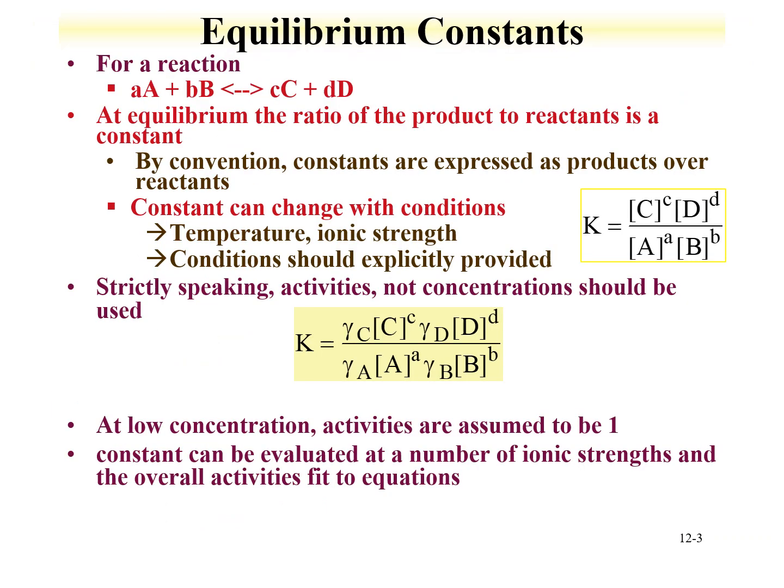For any reaction at equilibrium, we can evaluate a constant that should describe the concentrations. So here we have a generalized reaction, A plus B going to C plus D. At equilibrium, the ratios of the products and the reactants is defined as a constant. And by convention, these constants are expressed as products over reactants. And in the equation, we get some constant equal to the products raised to the exponent of their stoichiometry divided by the reactants.